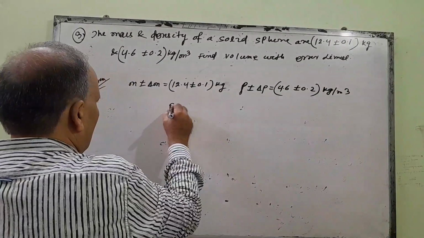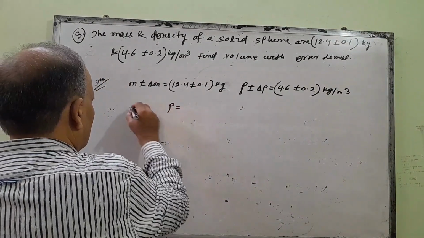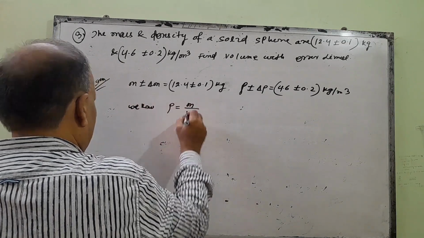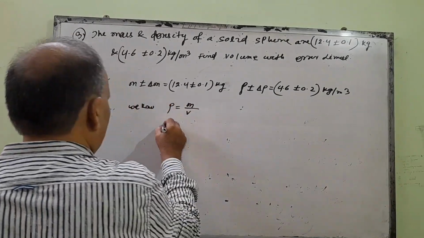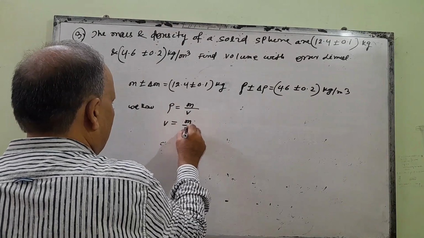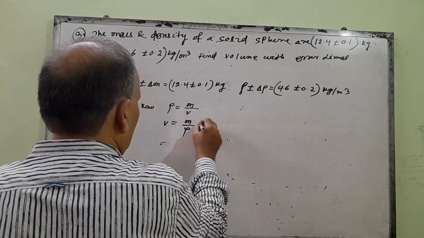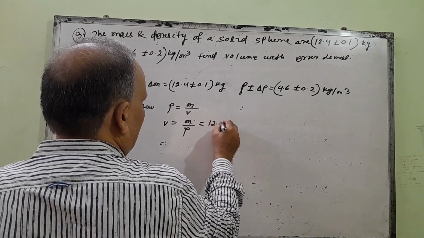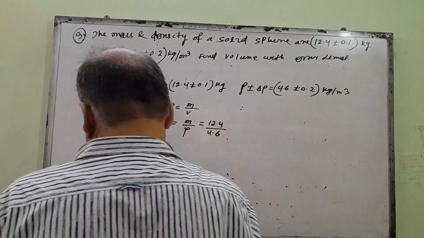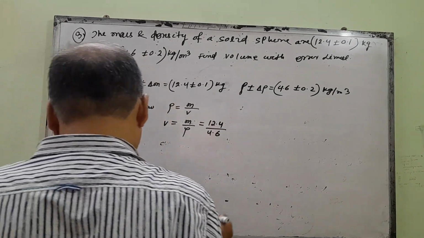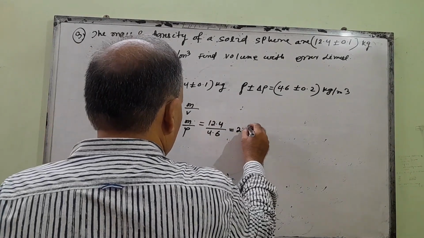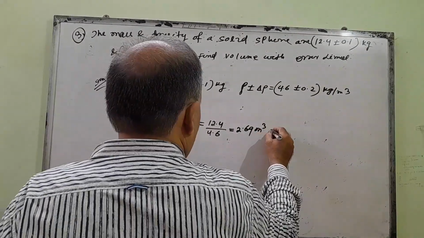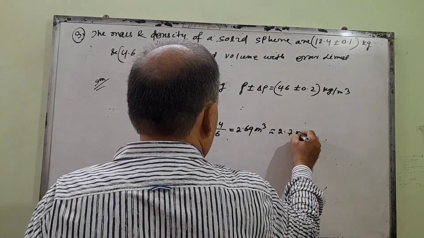We know rho is equal to m by v. So v is equal to what? m by rho. This is true value by true value, that is 12.4 by 4.6, that is 2.69 meter cube, that is approximately equal to 2.7 meter cube.